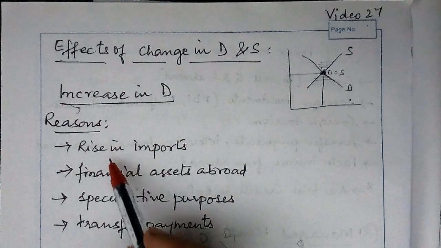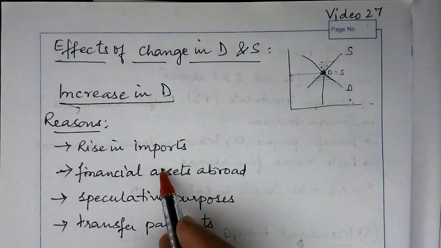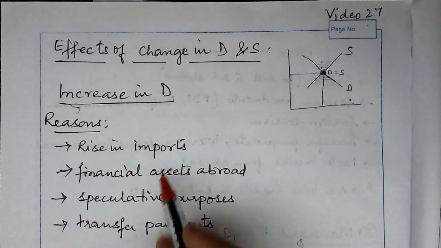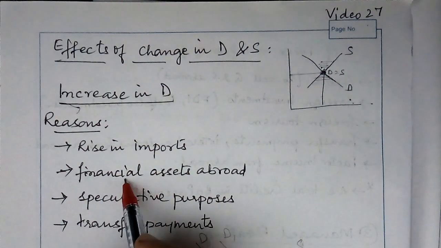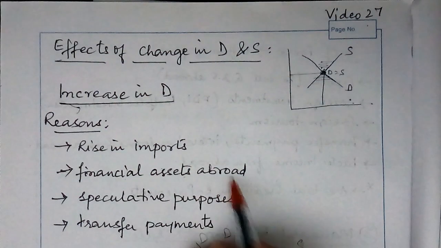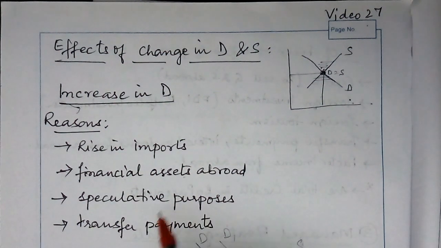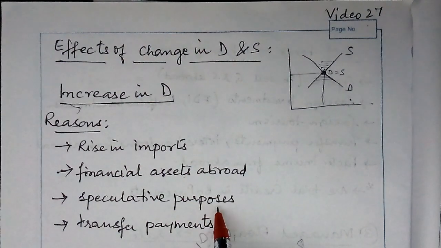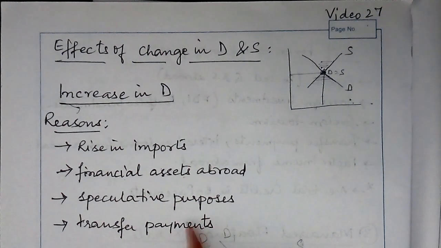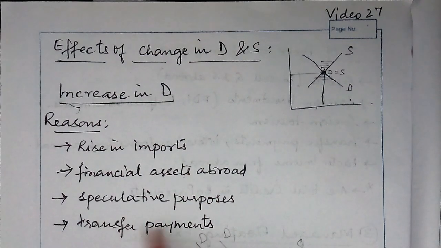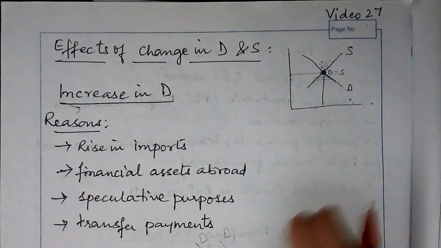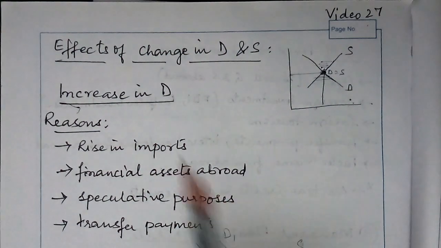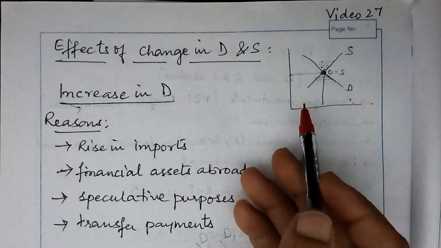Increase in demand occurs due to rise in imports of foreign goods and services. Then purchasing more financial assets abroad. And an increase in demand for foreign exchange for speculative purposes. And also an increase in transfer payments to foreign countries. These are some of the reasons for increase in demand for foreign exchange.